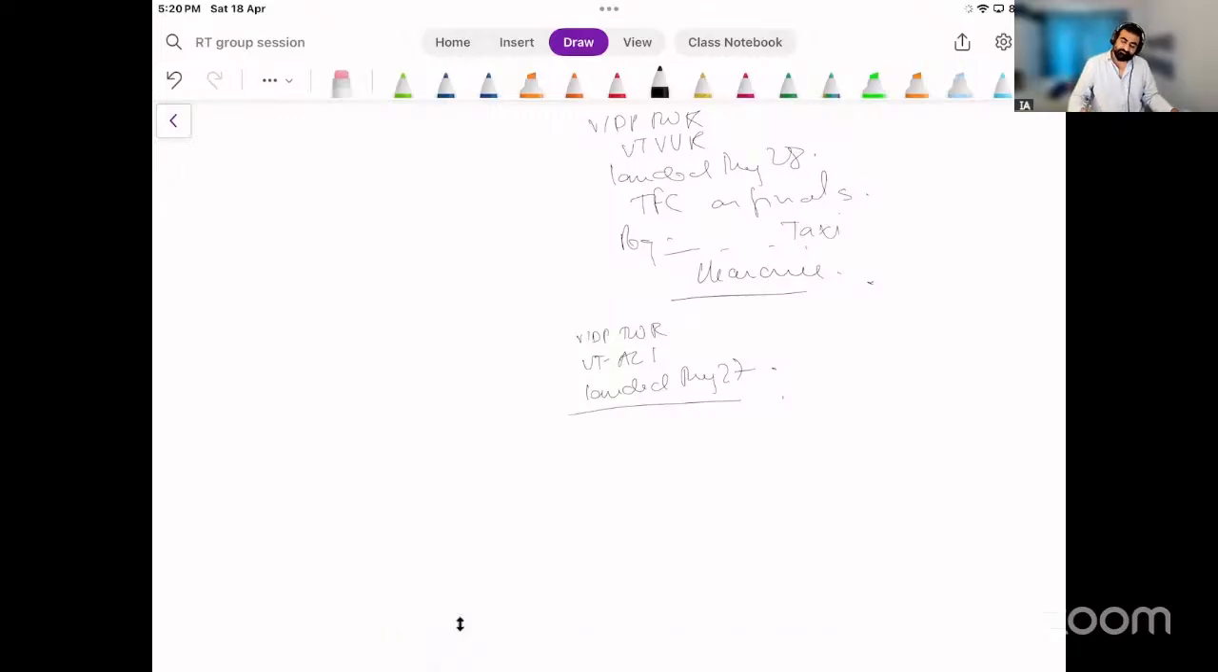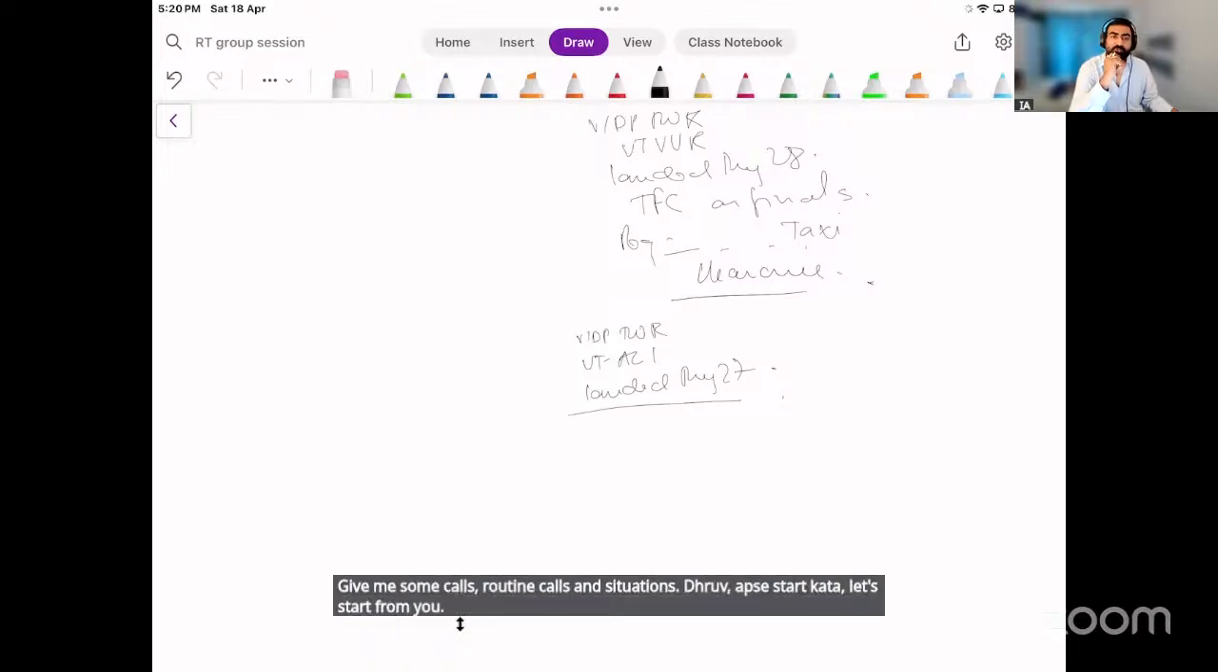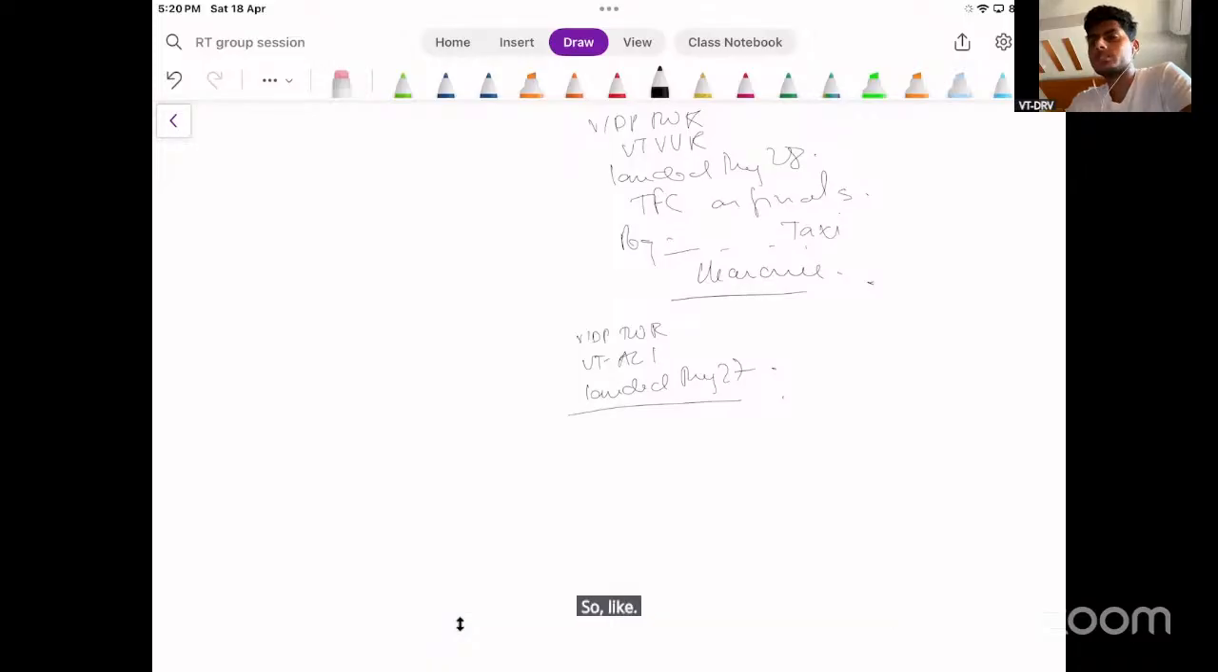So yeah, Ninad, Dhruv, Anushka, what all calls do you take or have you taken while landing? Give me some calls, routine calls and situations. Dhruv, let's start from you. Tower would tell us to expedite vacating the runway. So something like that. We would just return our calls back to them.